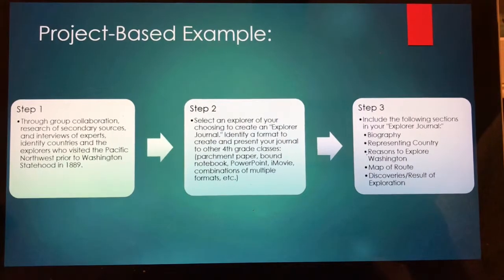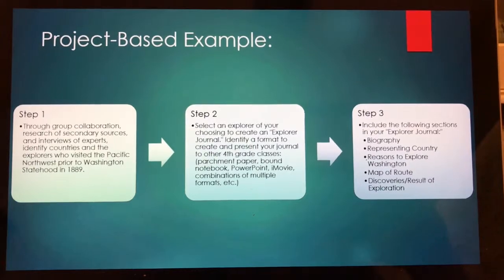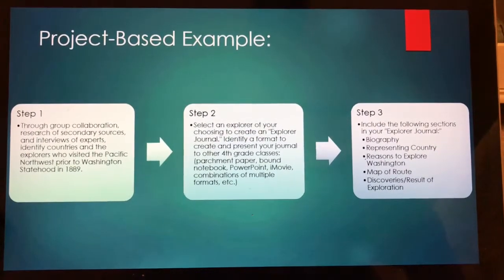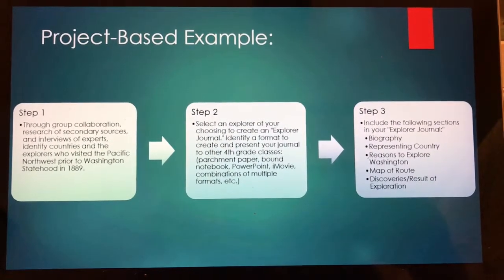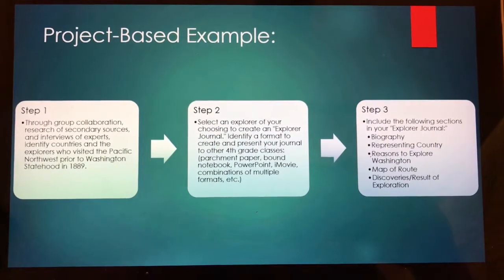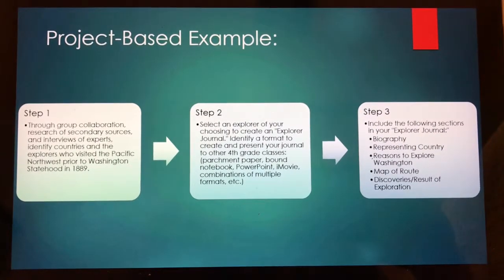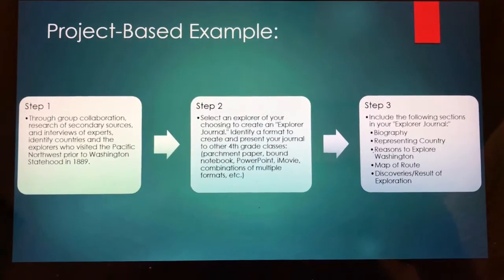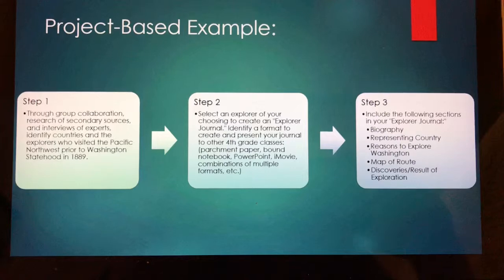By working in groups, students will be able to select a format that is appropriate for their group members, and they will create a product of an actual explorer journal, and then they will choose a different method to present that to other 4th grade classes at our school. They could choose something that's actually tangible or something that's digital, such as using a method of integrating technology such as iMovie or PowerPoint. The third step is that they will include different sections in the Explorer Journal.